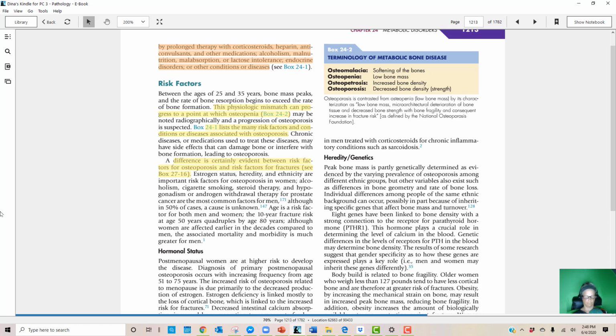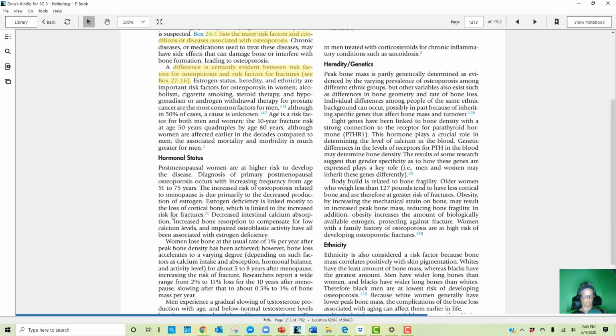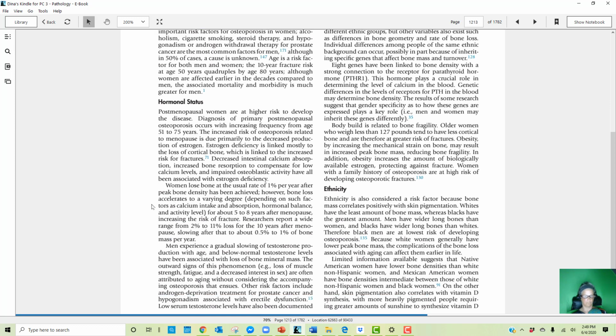The 10-year fracture risk at age 50 quadruples by age 80 years. Although women are affected earlier in the decades compared to men, the associated mortality and morbidity is much greater for men. 1. Hormonal status. Postmenopausal women are at higher risk to develop the disease. Diagnosis of primary postmenopausal osteoporosis occurs with increasing frequency from age 51 to 75 years.